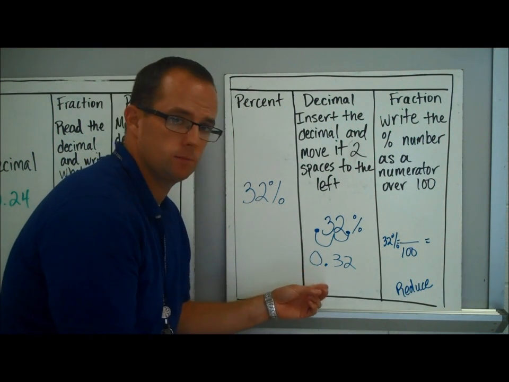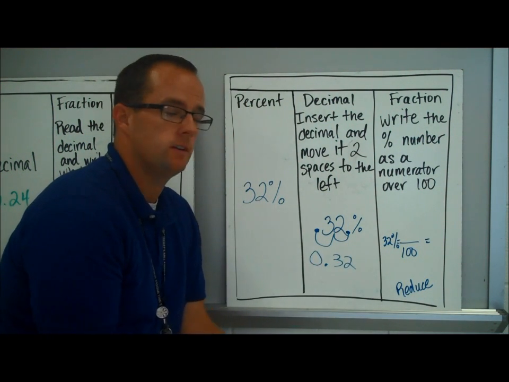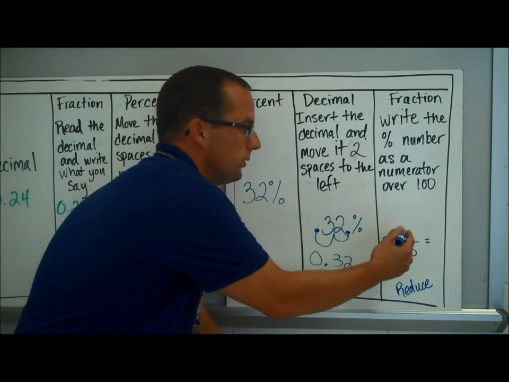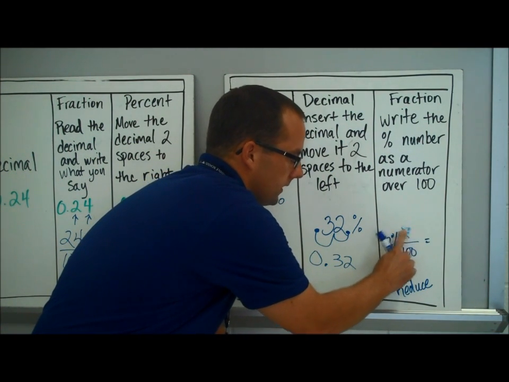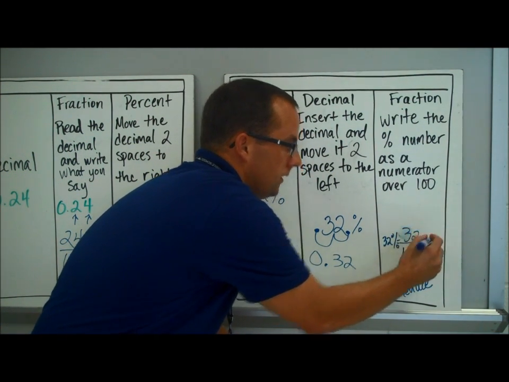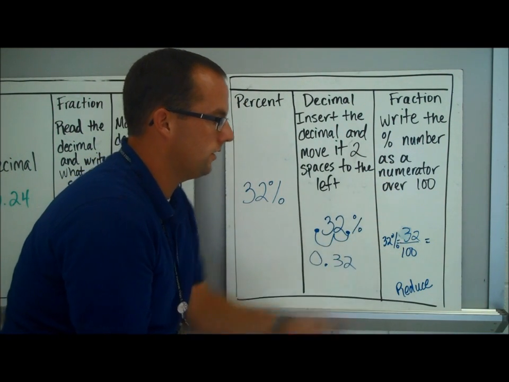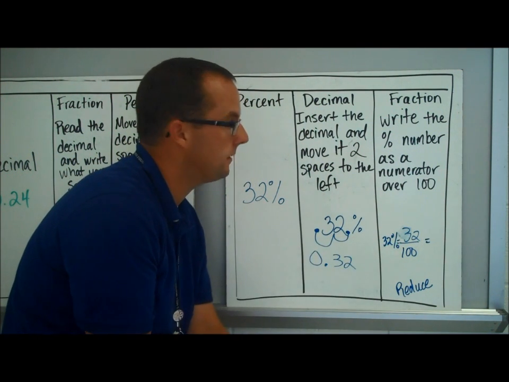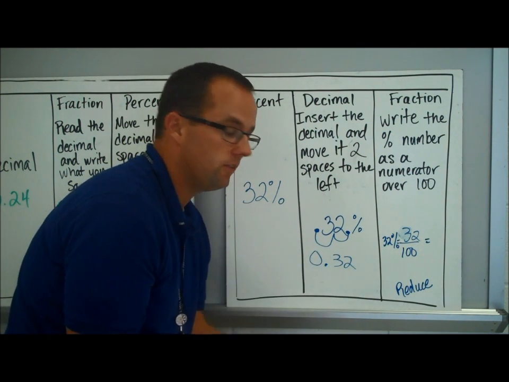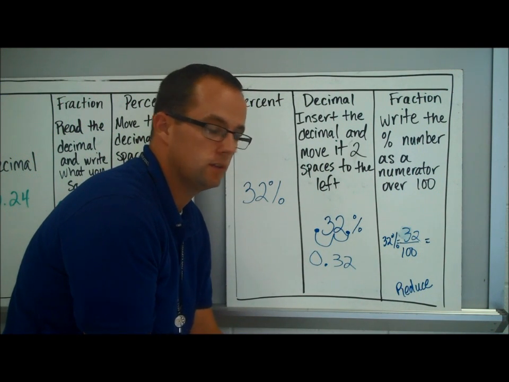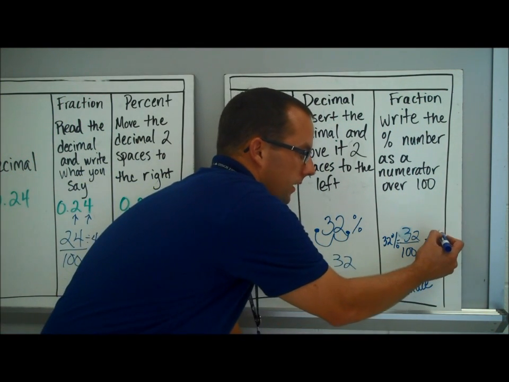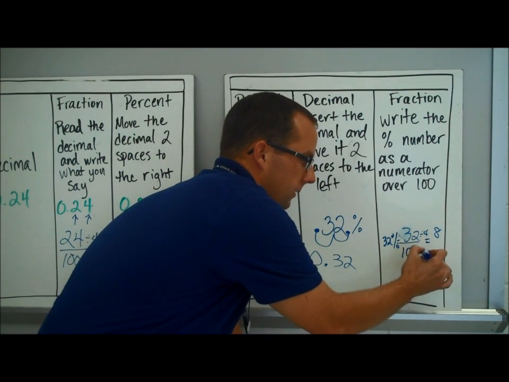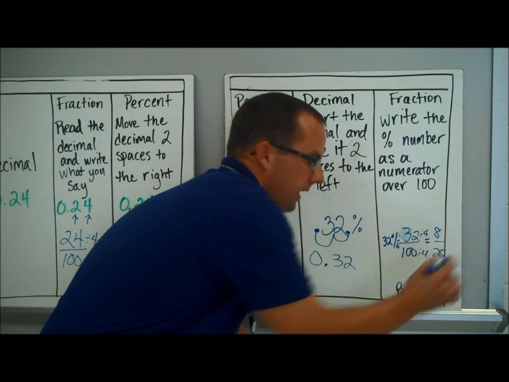So now that we have our decimal, we want to turn that into a fraction. It's pretty easy. All you have to do is write the percent number. In this case, it's 32 over 100 as the denominator. So the percent becomes your numerator, 100 is the denominator. Are we done? No, you always have to reduce. So in this case, we can divide by 4, and we get down to, if we do 32 divided by 4, we get 8, and 100 divided by 4, we get 25.